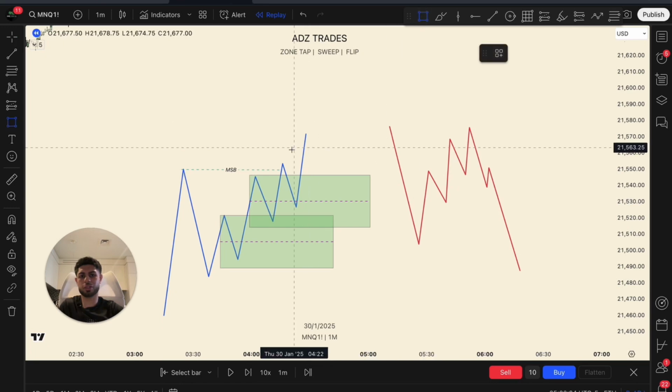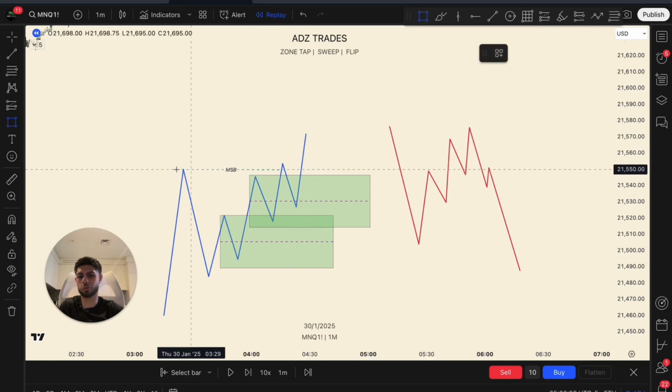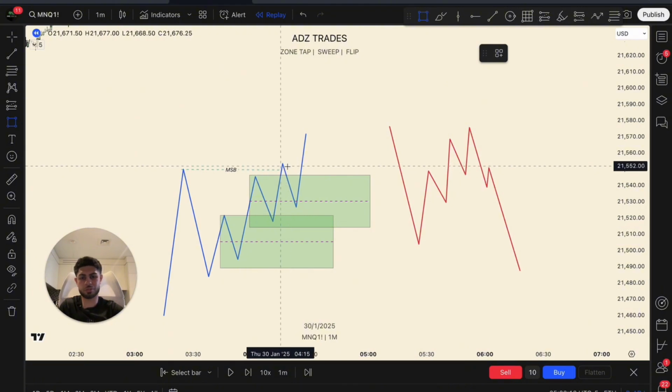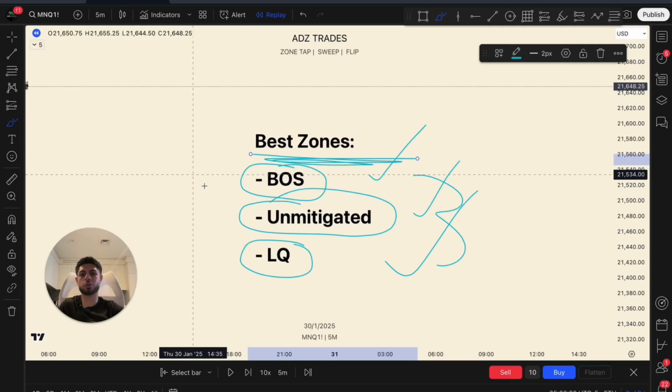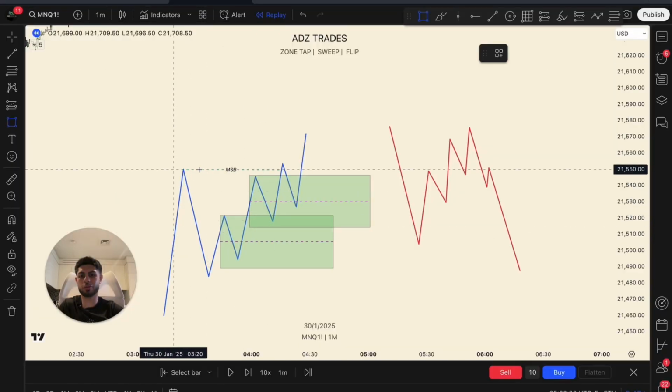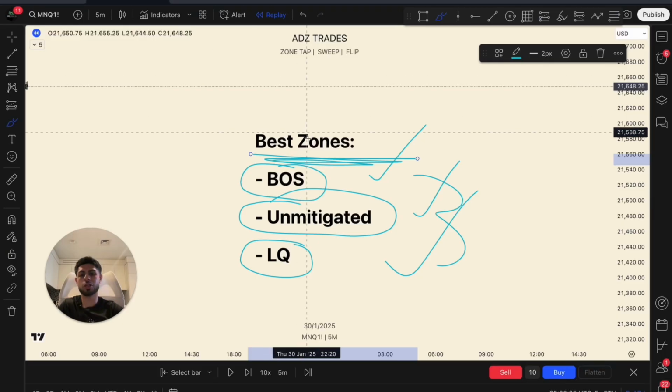Yo, Adil, why did you not count this zone here at the top? Well, this zone you can see got formed after we broke structure. This can't be responsible for breaking structure if we broke structure and then we formed the demand zone. So we only have two viable demand zones, this one here and this one here. So they are both responsible. They both happened before we broke structure. So these are both valid.